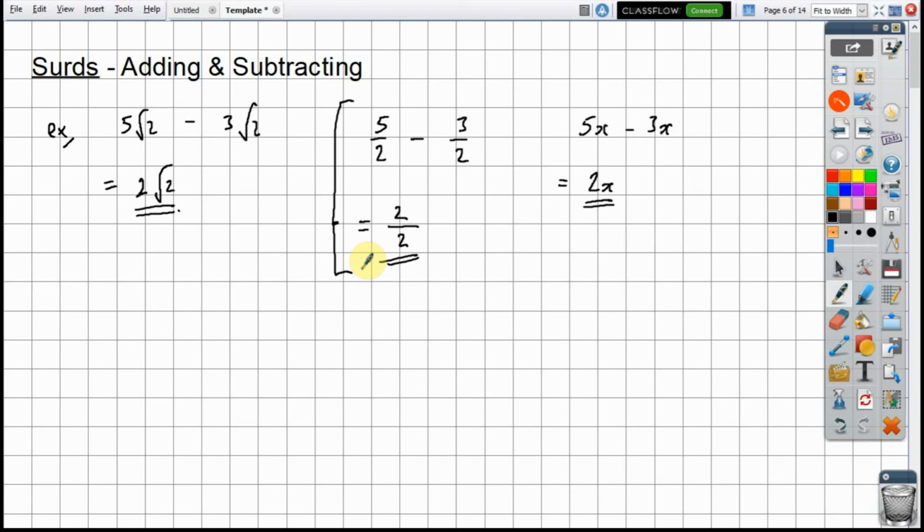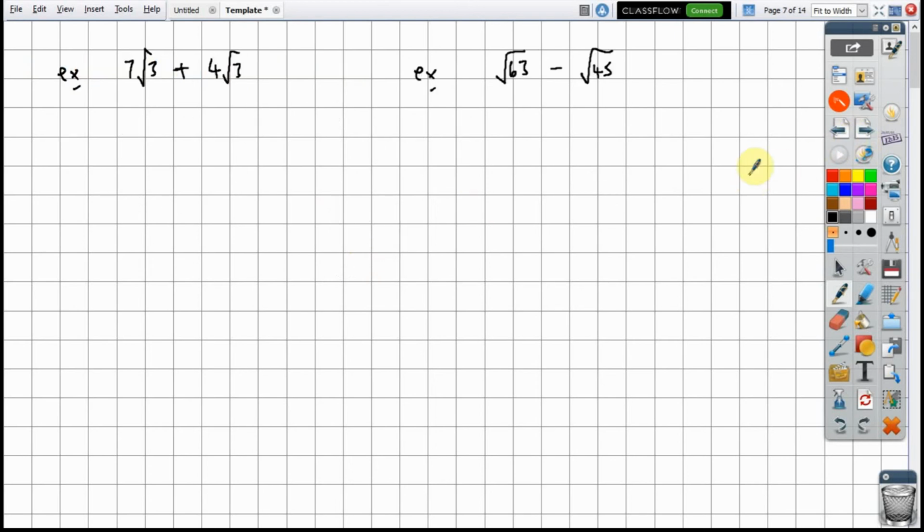Now we're going to look at a couple of examples. 7 root 3 plus 4 root 3. Pause the video, try that for yourself just now. Okay, hopefully you recognise that this was very similar to my first example. 7 somethings plus 4 somethings, very similar to 7x plus 4x makes 11x. What we have here is 11 root 3. Finished, done. That's the easiest type of question like this that you can get.